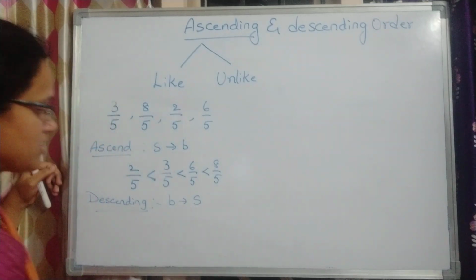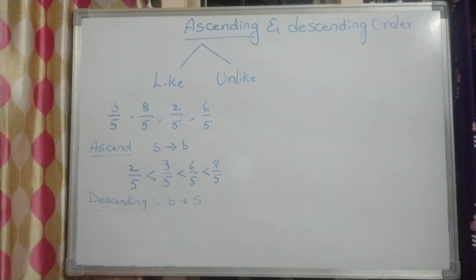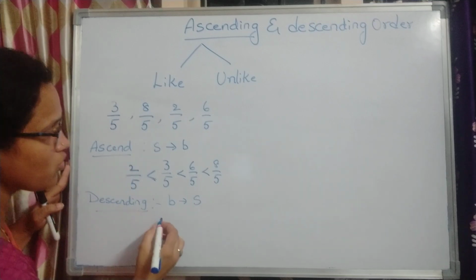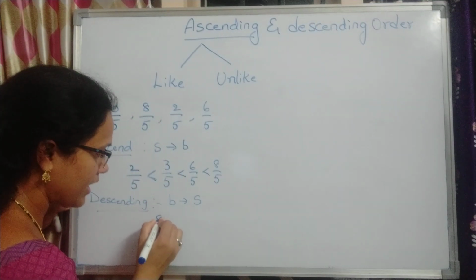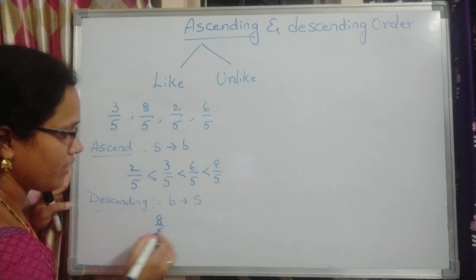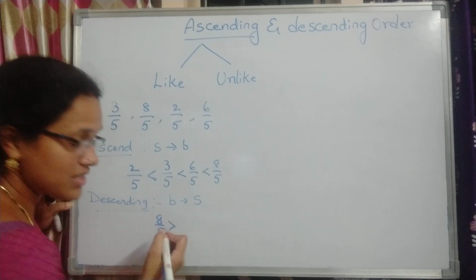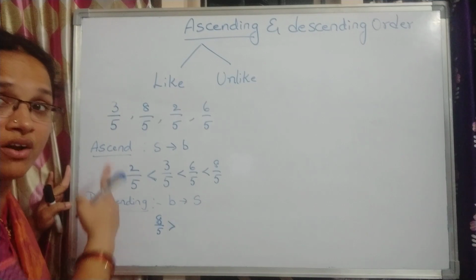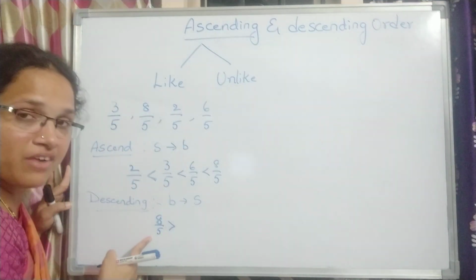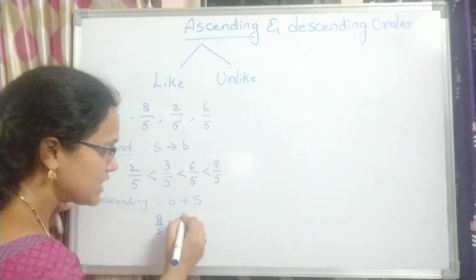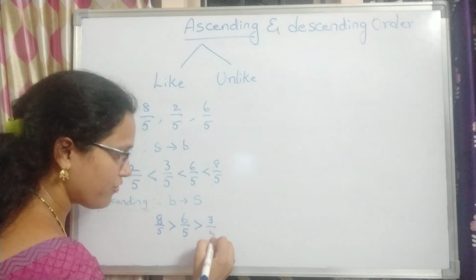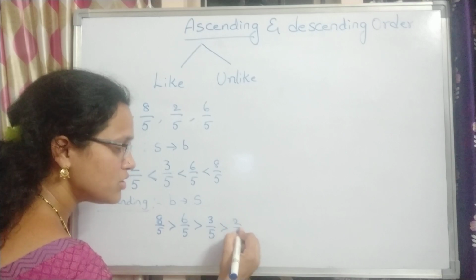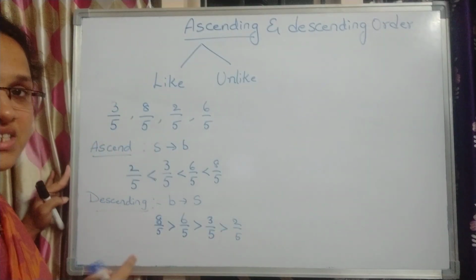Now what you have to do is big to small. So big, as it is big to small, big means what? The biggest one is 8. So 8 by 5, okay, so it is greater than, because this is the greatest number out of all the fractions. So 8 by 5 is greater than 6 by 5, greater than 3 by 5, greater than 2 by 5. So is this clear, children?